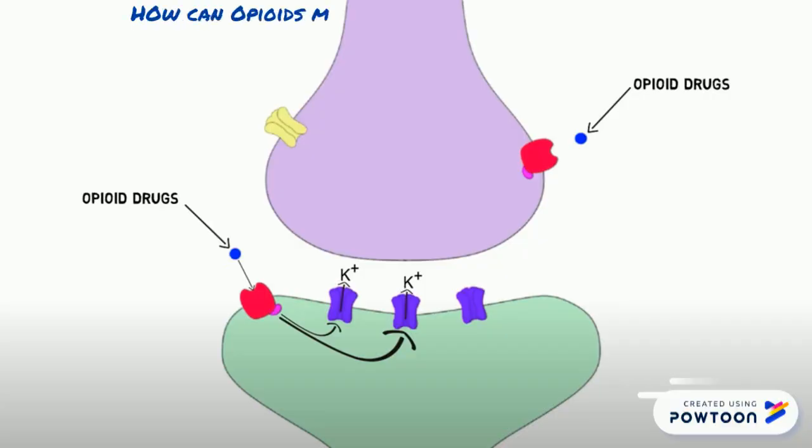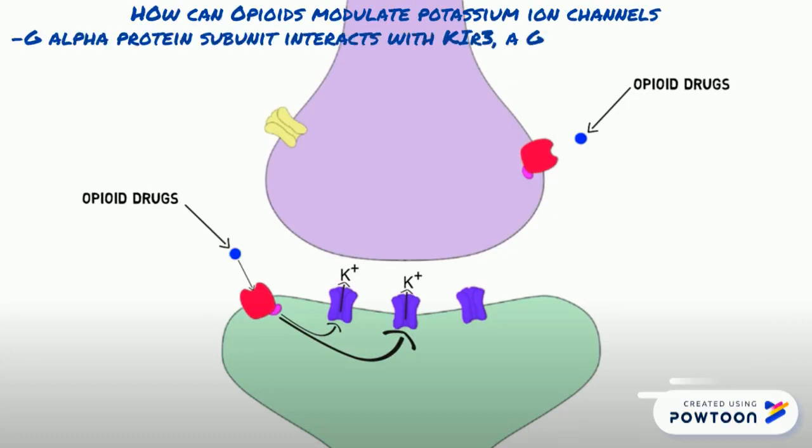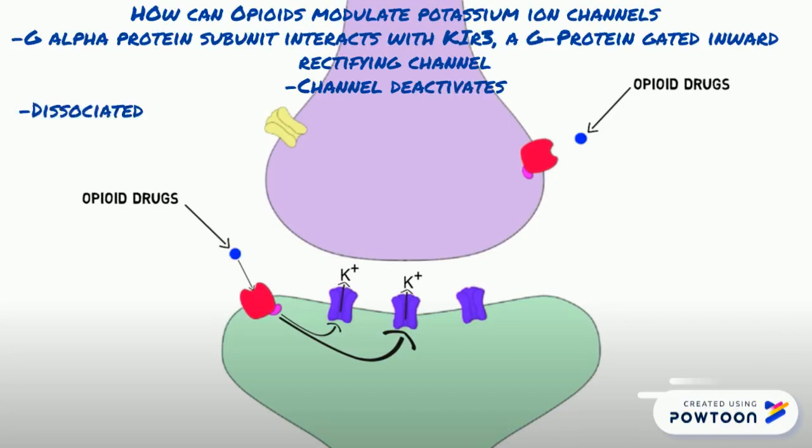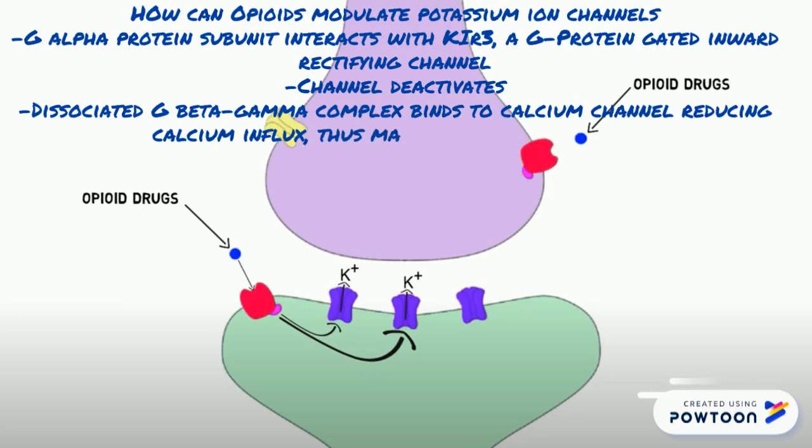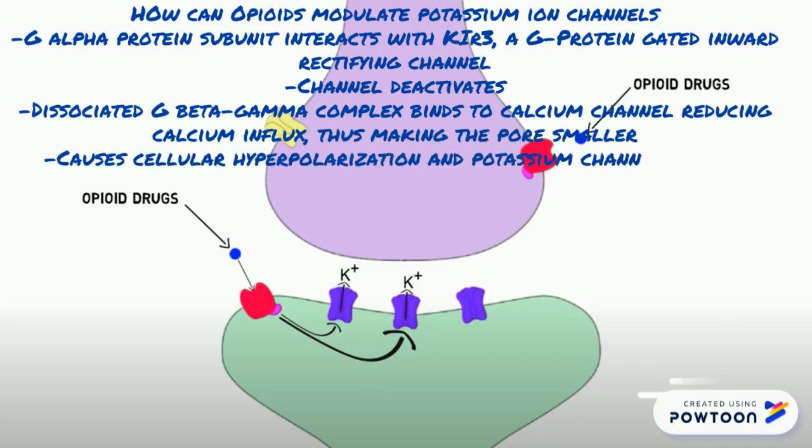The G-alpha subunit KIR3 can move and interact with the G protein which inwardly rectifies the channel. Once the GTP is hydrolyzed into GDP, the channel turns off and the G-beta subunit is removed. The G-alpha protein dissociates from the G-beta protein, causing the pore opening to become smaller. Since KIR3 channels are closed, the cell hyperpolarizes and can no longer activate action potentials.